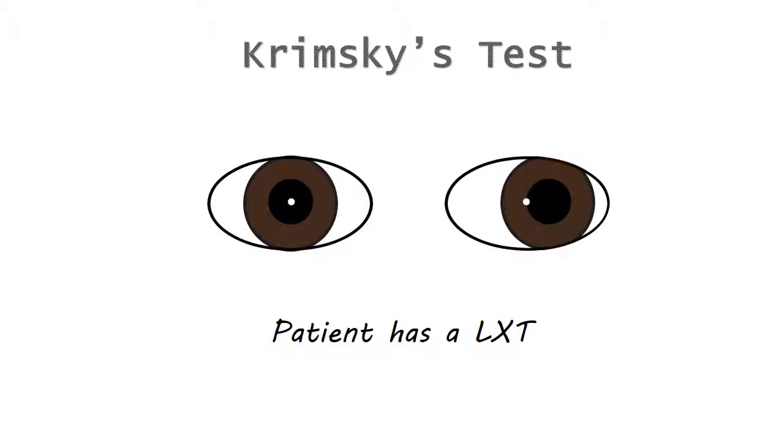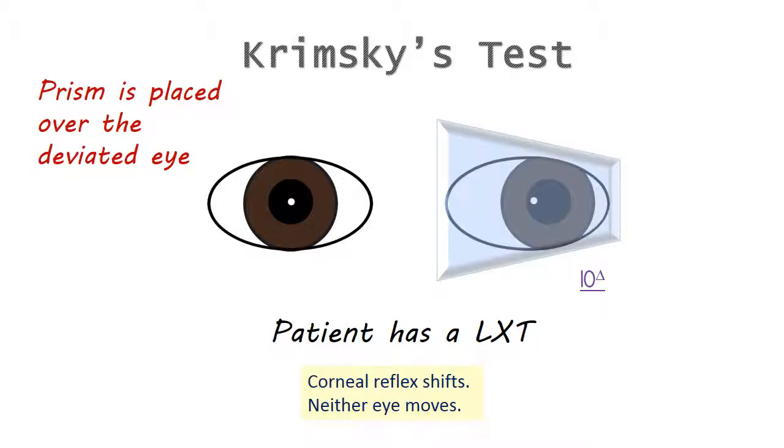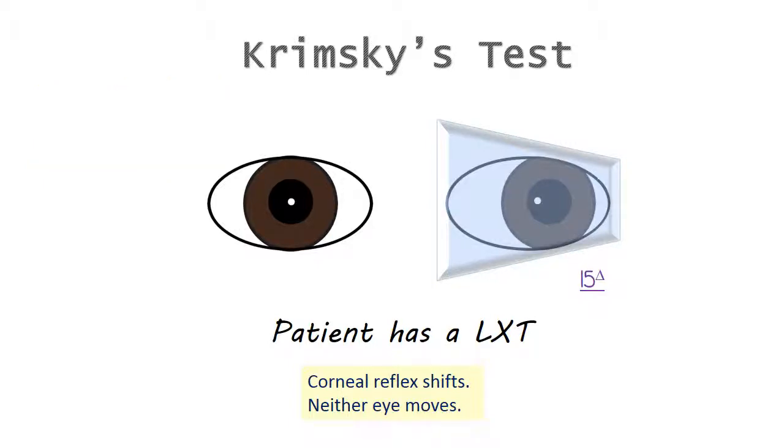Okay, this time we're going to hold the prism over the deviated eye. And we're going to start out with a 10 diopter prism. And that's not doing it. Let's try 15. Okay, not quite. 20. Not quite. 30. Looks about right. Let's try 40. Oh, that's too far. You can see that's a little bit too far. That's gone past center. So we'll go back to 30.